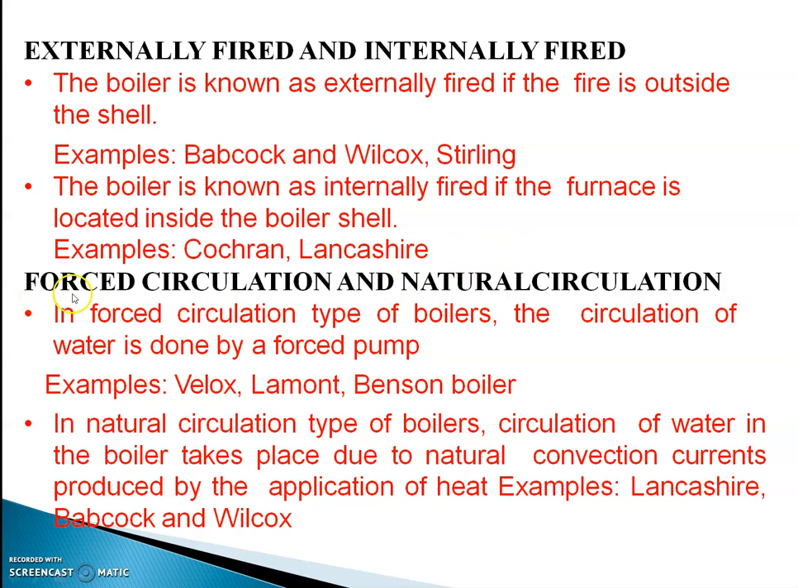The water is circulated in two ways: forced circulation and natural circulation. In a forced circulation type of boiler, the circulation of water is done by a forced pump. Examples: Velox boiler, La Mont boiler, Benson boiler. In a natural circulation type of boiler, the circulation of water takes place due to natural convection currents produced by the application of heat. Examples: Lancashire boiler, Babcock and Wilcox boiler.